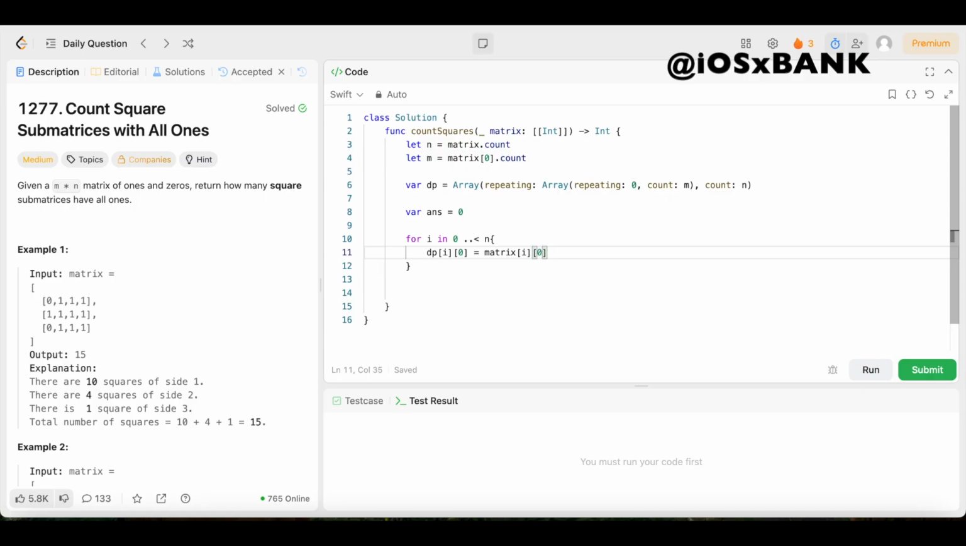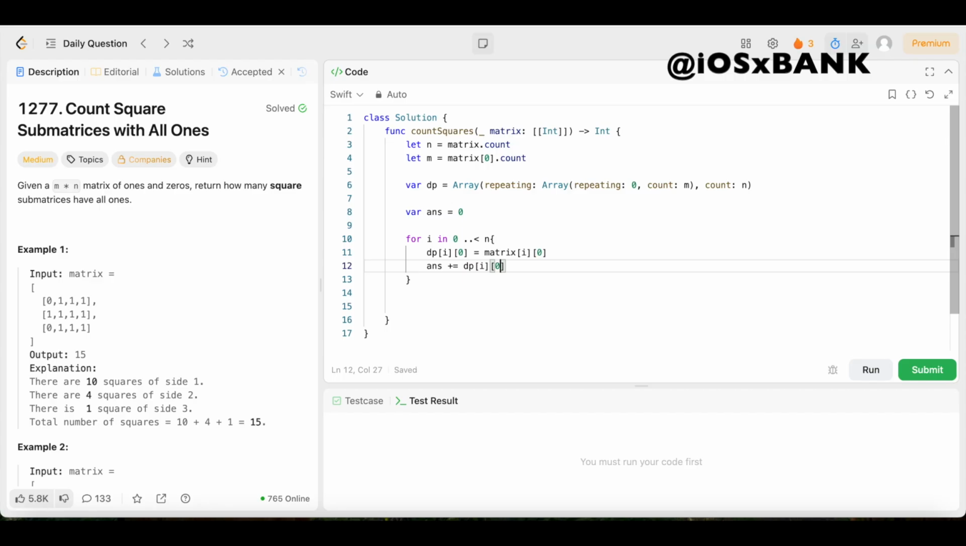Then, if the cell has a 1, it's going to form a 1 by 1 square, and then we're going to add to the total count by coming right here and saying ans += dp[i][0], just like that.